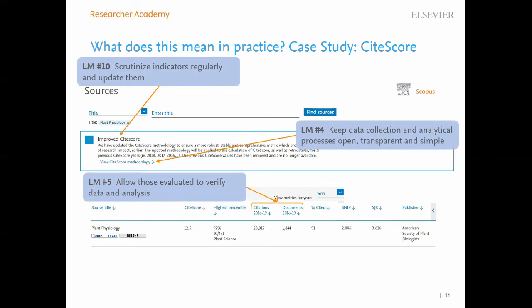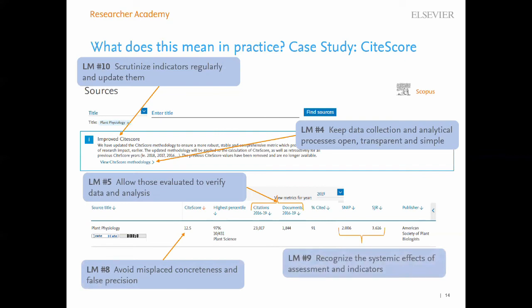We rounded the values to just one decimal place after a lot of testing. That covers Leiden Manifesto Principle 8, where they recommend avoiding misplaced concreteness or false precision. And to include Principle 9, which is about recognising systematic effects, we present CiteScore as a suite of indicators and alongside two other journal citation metrics. So that was journal metrics.